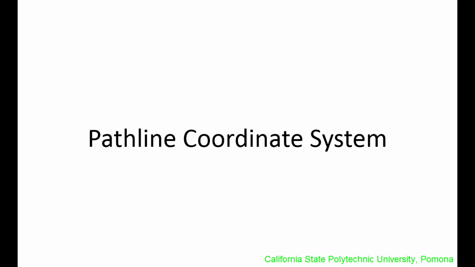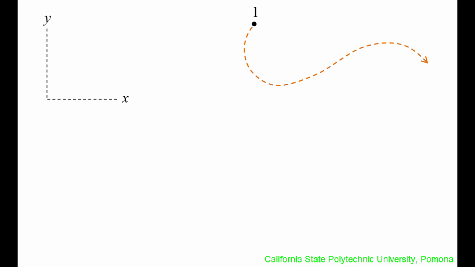In this video, we will derive the equations for the velocity and acceleration of a particle in the pathline coordinate system. So far, we have been describing the motion of a particle using a rectangular coordinate system that does not adjust its orientation as it moves along the path. We usually call this the xy coordinate system.